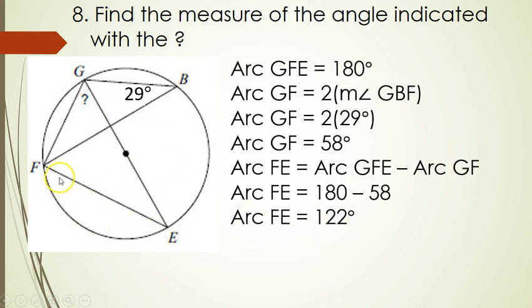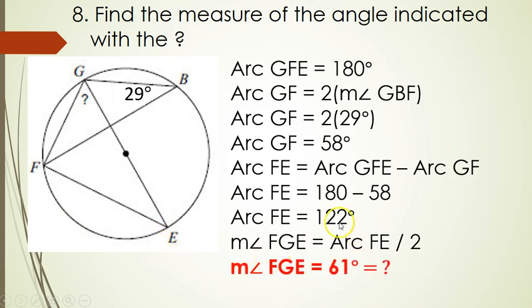Yes, divide it by 2. So that's what we're going to do. We're going to find angle FGE, which is our question mark, and divide the arc that it maps to. This is an inscribed angle again, remember. So there's our angle, and this is the arc that it maps to. We're going to divide this arc by 2. So that's going to be 122 divided by 2, which is 61 degrees.